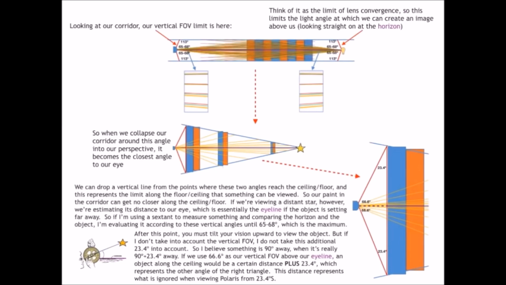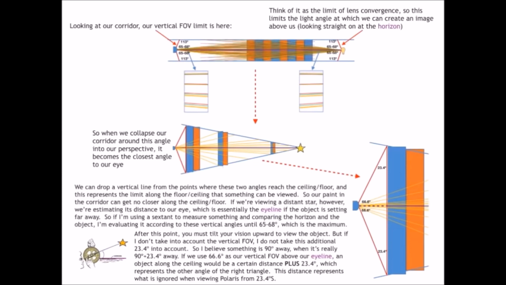In other words, it's the closest angle with which we can view those paint stripes, essentially. We can drop a vertical line from the points where these two angles reach the ceiling and the floor, and again, it limits the distance along the floor or ceiling that something can be viewed above or below us. But again, on a straight line view, we can still see an additional 23.4 degrees further.